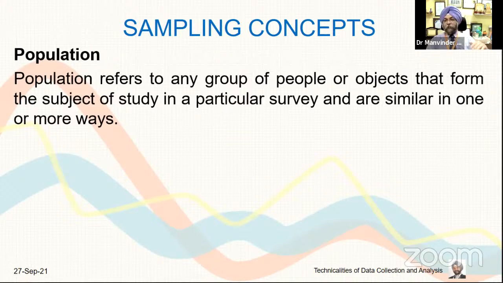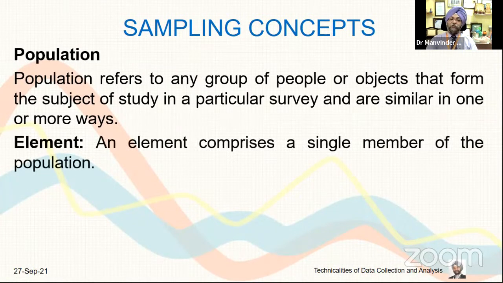Okay. Or suppose we are going to analyze the satisfaction of patients in a hospital. All the patients in the hospital, those who are there on the date of the survey, will be our probable respondents, right? So they all will comprise the population. Okay, so the population is the entire group of people who are similar in one or more ways which we are considering, right?